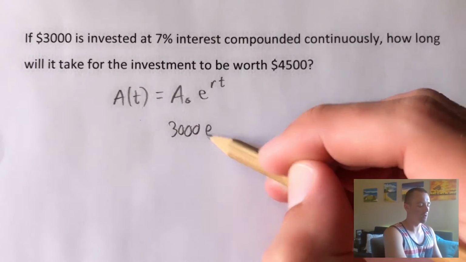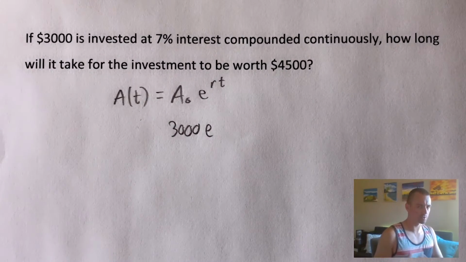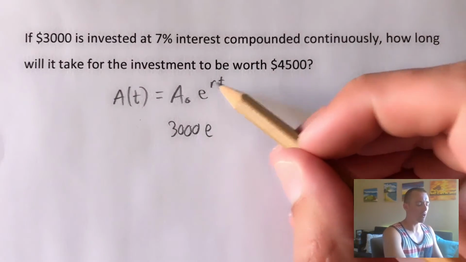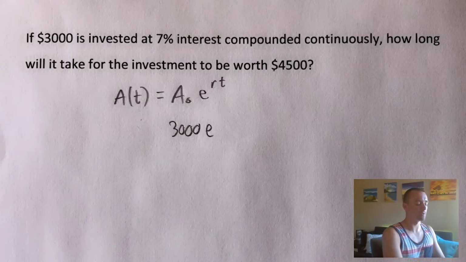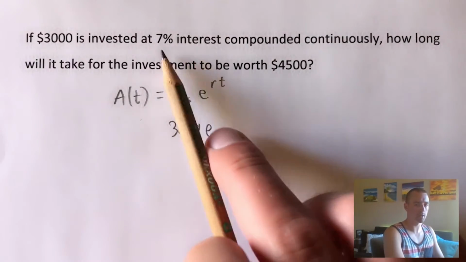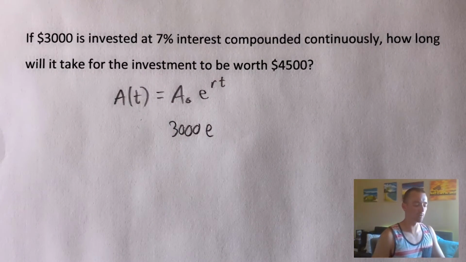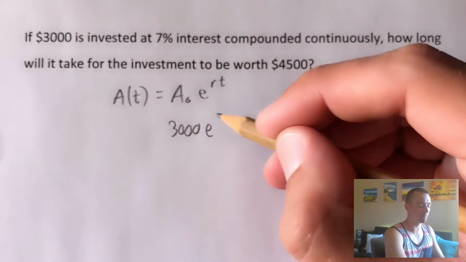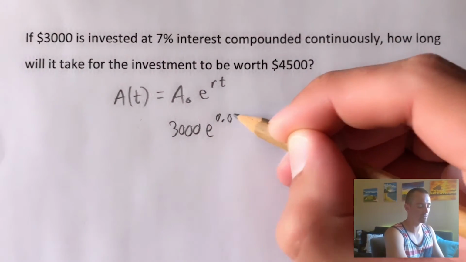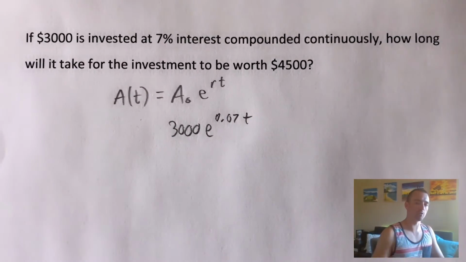e is a known constant. It's kind of like pi. It's always just going to be left as e. The r is going to be your annual interest rate. And what we need to do is take our 7% interest and convert that from a percentage to a decimal. Well, to do that, we just move the decimal place over 2 spots. So moving that over 2 spots will just give us 0.07. And then the t is just going to remain as t.